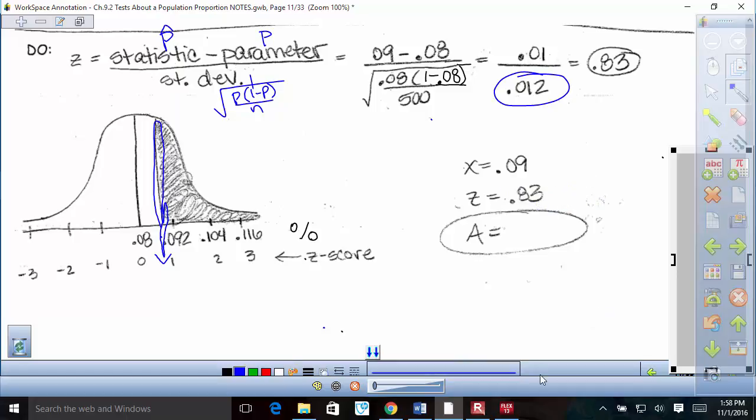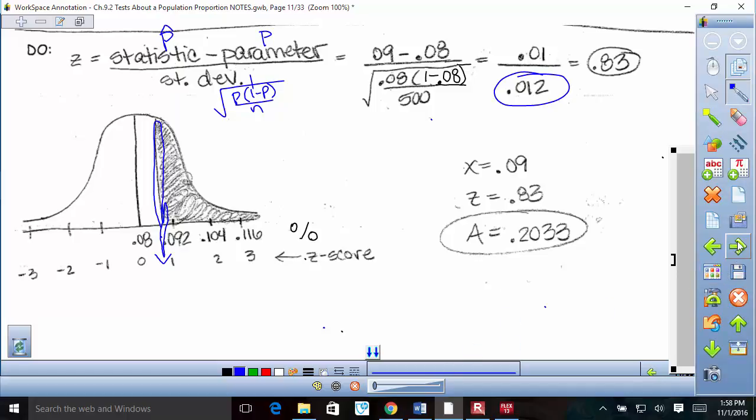Go to your calculator and see what the area, which is the p-value, would be. 0.83 is your lower, 1,000 is your upper. You got it. 0.2033. Right? All right, this thing is called the area. That's the area under that curve, but it is also called a p-value. That's what your p-value is.